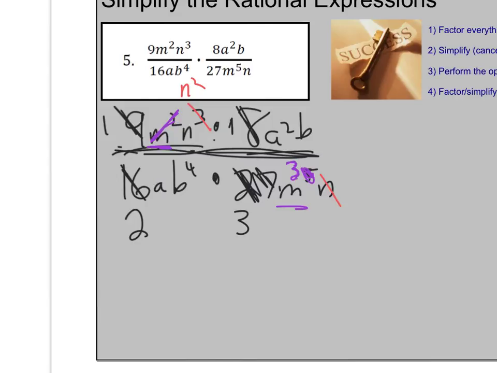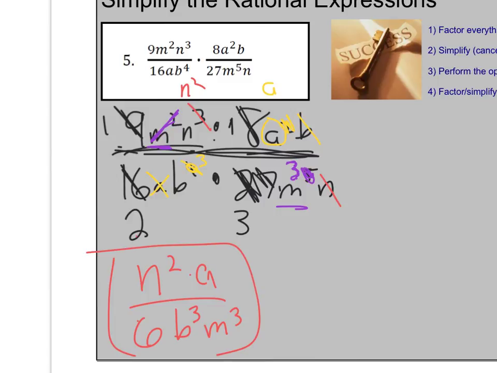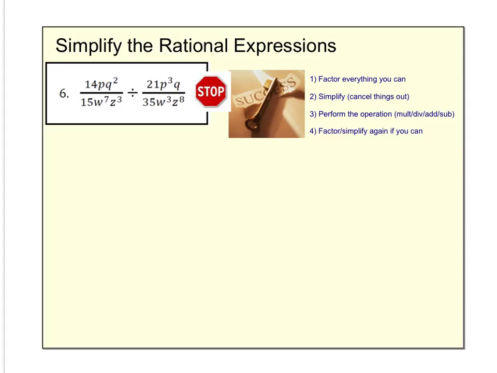Now if I look at the a's, a squared and a, that would cancel out. I'd be left with just a. B would cancel out. Now b is just left to the 3rd. So on the top, looking along, I don't have a lot. I've got n squared times a. On the bottom, I've got 2 times 3, so that would be 6. B to the 3rd, m to the 3rd. That's as far as I can go with that one. So same kind of idea. Hopefully you guys are starting to get the hang of this.